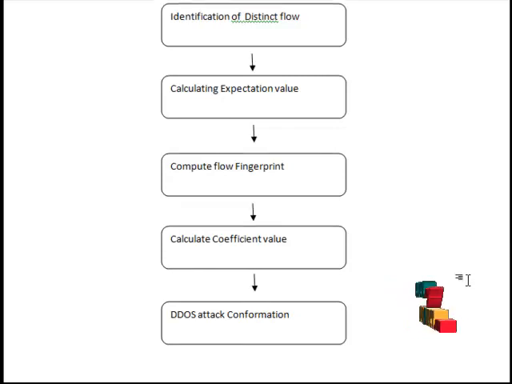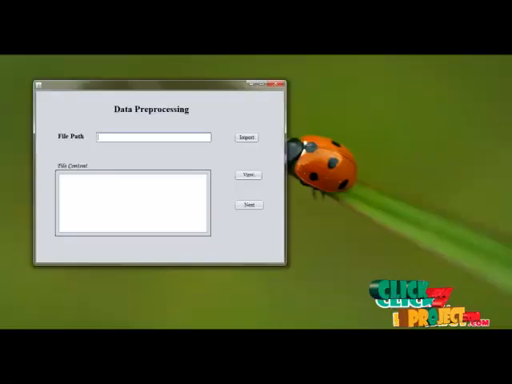From those values, we fix the threshold value. If the threshold value is greater than the coefficient value, we identify the mean value for the two distinct flows. From that, we confirm the DDoS attack. Here is the running procedure of our project.